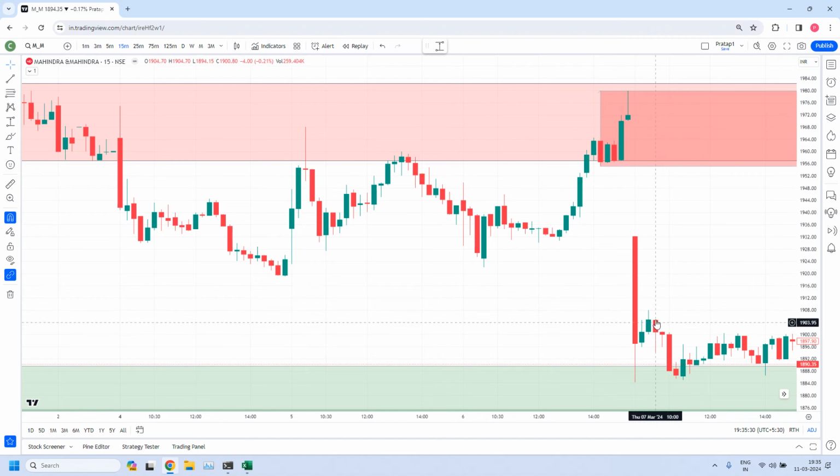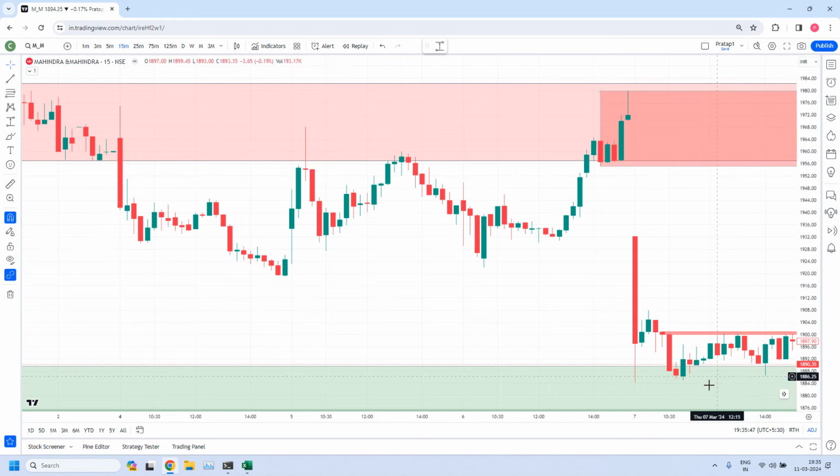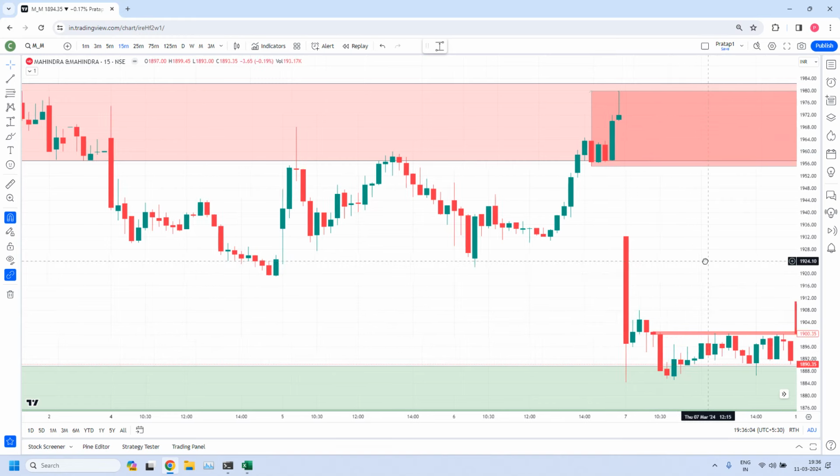Here we have a drop candle, base candle, and again a drop candle. This is the 15 minutes target, we can say. And moreover, it is holding the prices compared to the previous one. On 7th, last Thursday, the last trading session, it was holding the prices. So this is the most recent 15 minute zone.